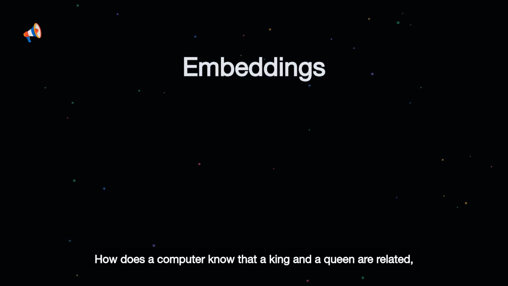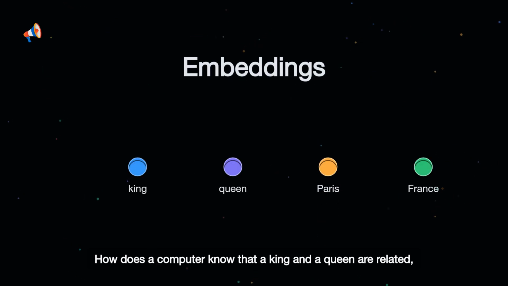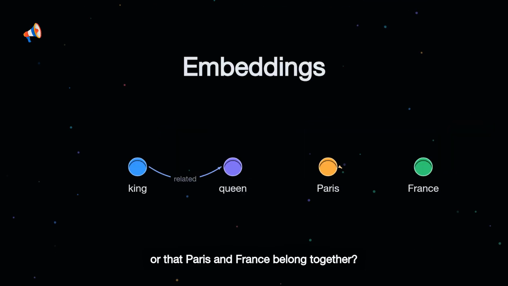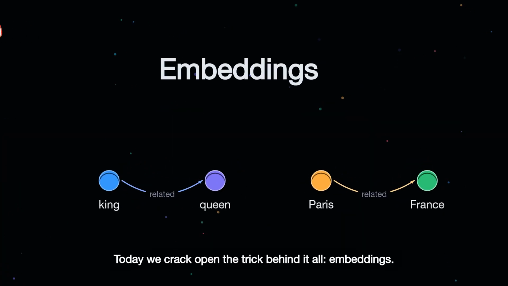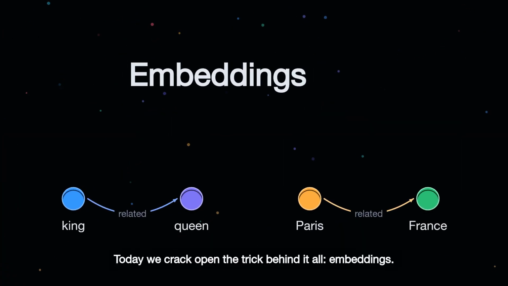How does a computer know that a king and a queen are related, or that Paris and France belong together? It has never seen a crown or a country. Today we crack open the trick behind it all, embeddings.